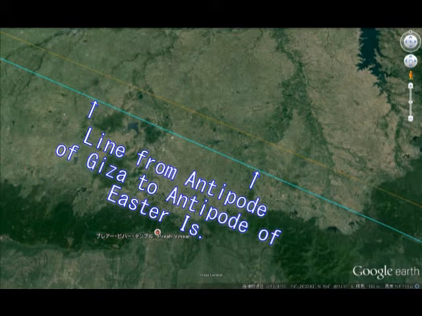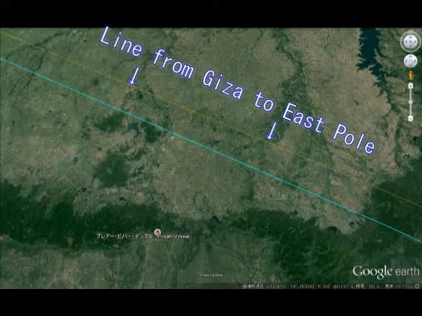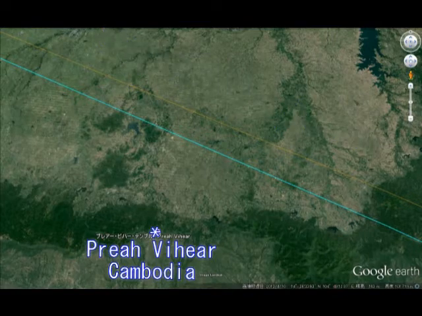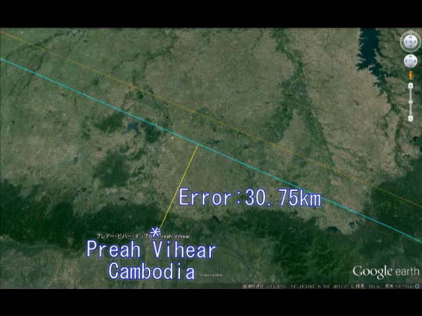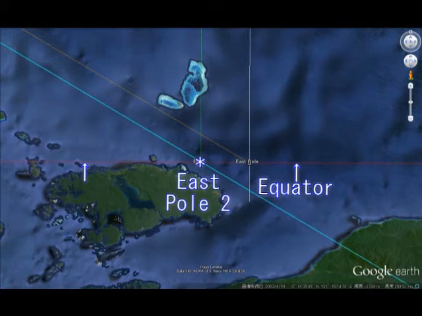This is a line from the antipode of Giza to the antipode of Easter Island, and this line comes from Giza to East Pole. But both are no good because it's so far away from here, and it should be very convenient and practical to use as a datum point on the Earth. And the error is 30.75 kilometers, and this is the equator, and the blue line shows the line between the two antipodes of Easter Island and Giza.